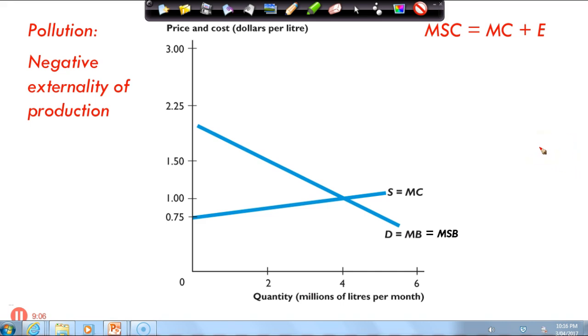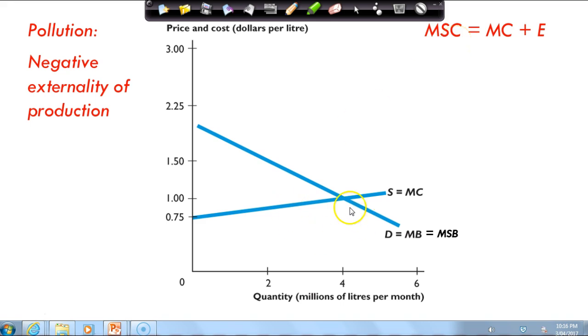All right, now let's look at a case of a negative externality of production. When we're talking about a negative externality of production, we have to take into account the fact that we've got the private costs of producing the product, and to those private costs we have to add the negative externalities that are borne by bystanders. We have to add those costs that bystanders experience due to the production of the product to the private costs to get the overall marginal social costs, the marginal cost to the society as a whole.